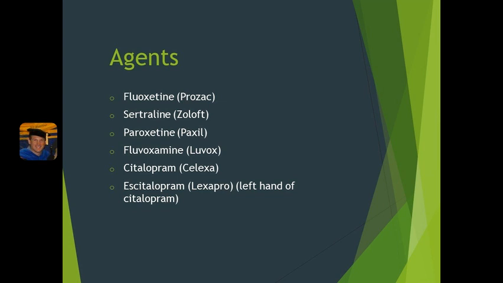S-citalopram, the S means left hand. S in Latin is short for sinister, and D is short for dexter. Sinister is left, dexter is right. So if you ever hear of dextrose, what you've got is the right hand of a racemic glucose mixture. Dextrose is the right-handed side only of glucose, and S-citalopram is the left-handed side of citalopram.